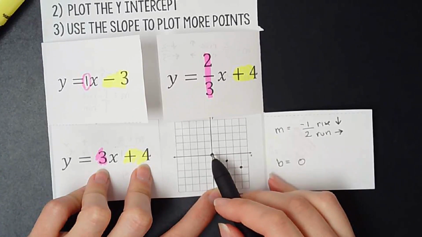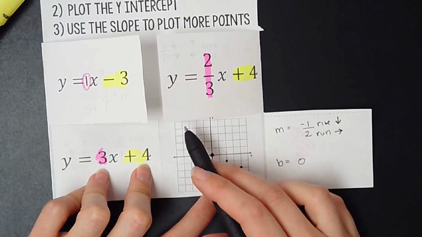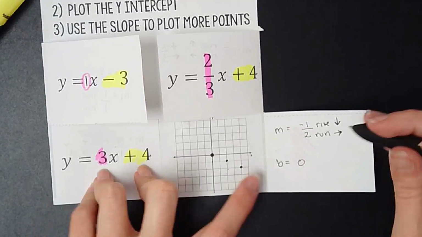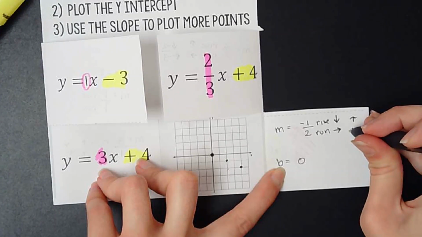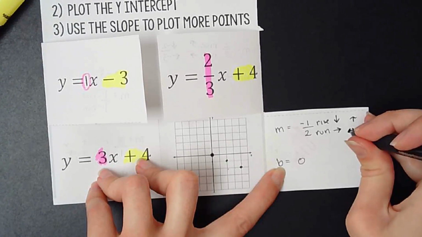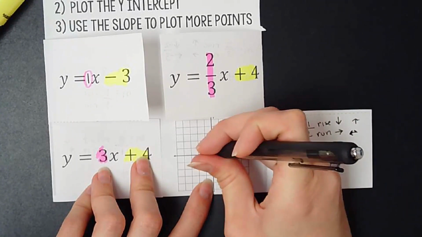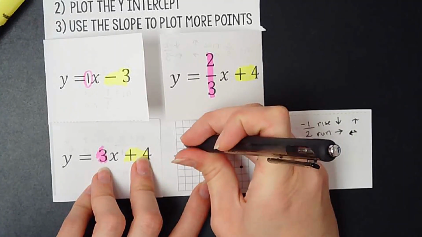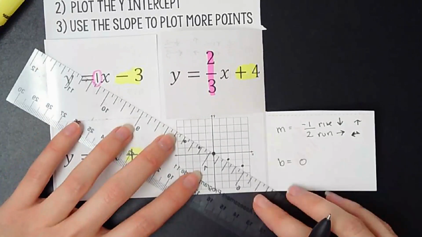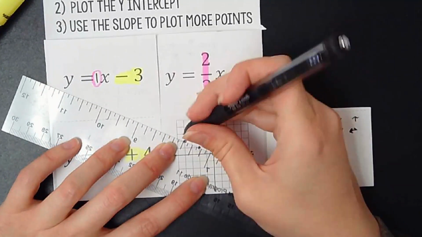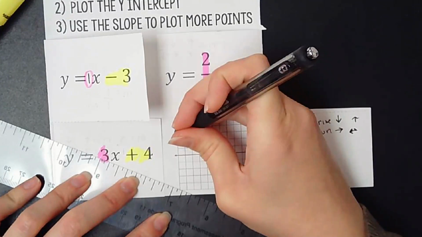Once I run out of space on one side of my line, I would continue the pattern going in the opposite direction. So now I'll be going up 1 and left 2. So back at my y-intercept, I go up 1, left 2, up 1, left 2. Once I run out of space on my graph, I use a ruler, connect the points, draw arrows at the ends.